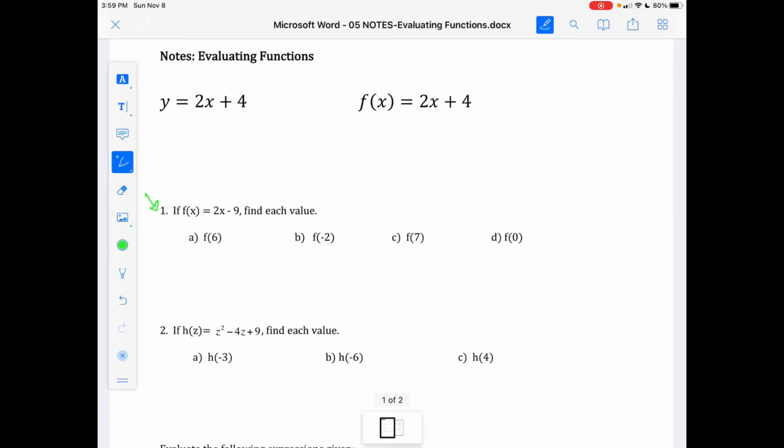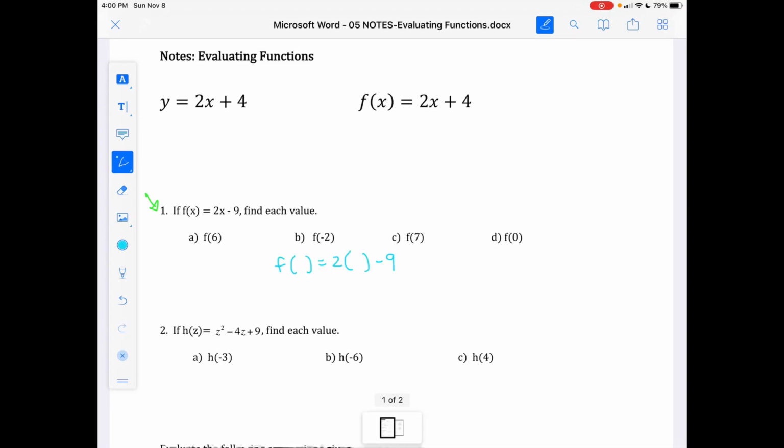If we look at question 1, here are a few values that we're asked to evaluate. So let's take a look at a few of these. Keeping in mind that those x's are placeholders, for every problem we're just going to plug in what we're asked to evaluate. So for A, our function would look like this for f of 6. And then we would simplify to get our end result. f of 6 is 3.